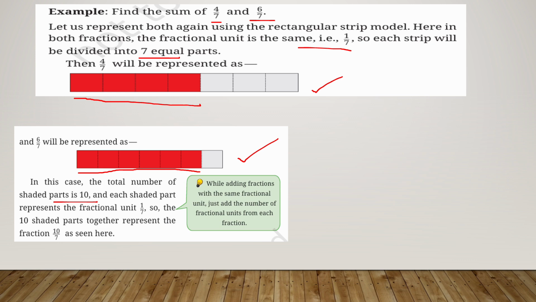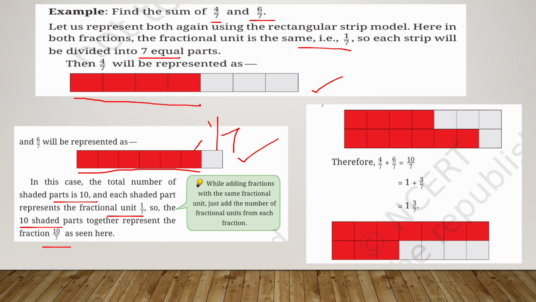And each shaded part represents a fractional unit 1 by 7. See, each shaded part is 1 by 7. So, 10 shaded parts together represent 10 by 7. That is 10 into 1 by 7. That is 10 by 7. See, 4 shaded parts, then 6 shaded parts. Total 10 shaded parts. Therefore, 4 by 7 plus 6 by 7 is equal to 10 by 7.